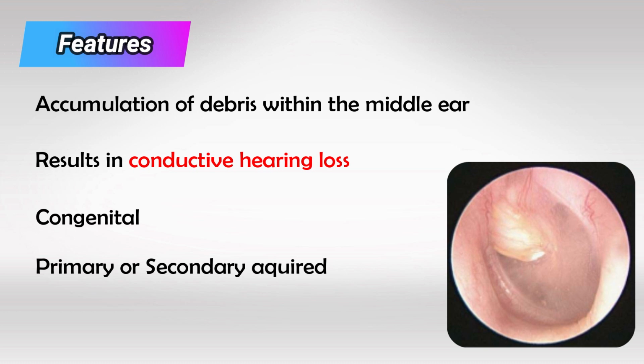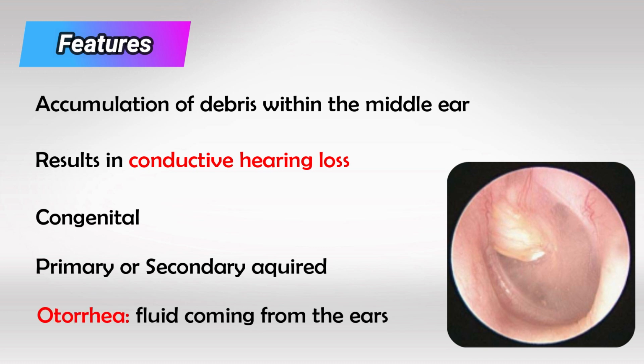Congenital when they're there since childbirth, primary if they have no other cause, secondary such as an infection or hemorrhage, and secondary is the result of infection or hemorrhage. If it's chronic and it goes untreated, it can result in some negative pressure within the middle ear, and over time this can erode the ossicles and result in conductive hearing loss. The most common complaint is painless otorrhea.